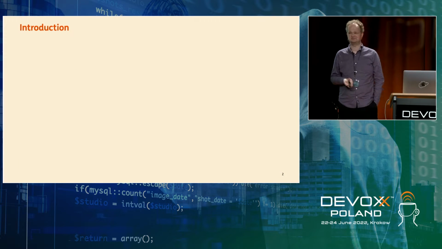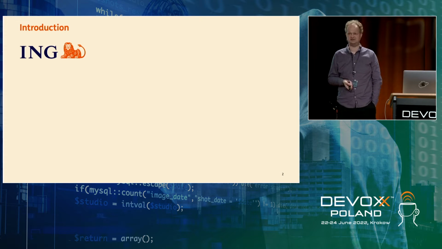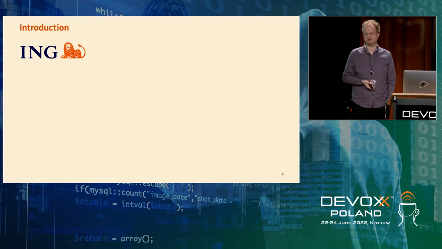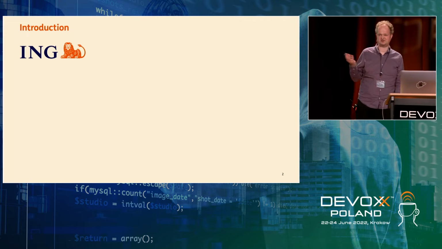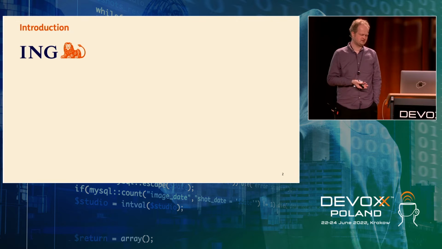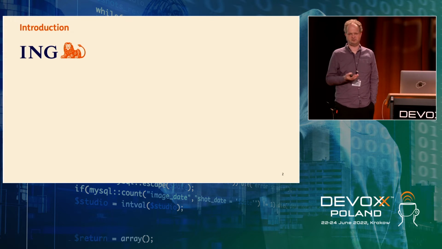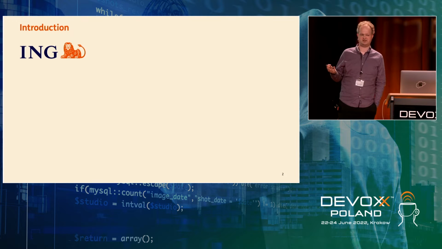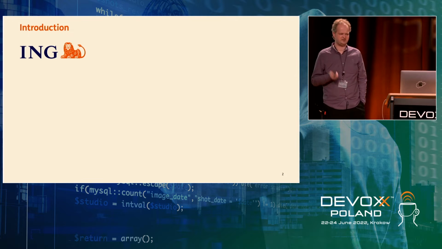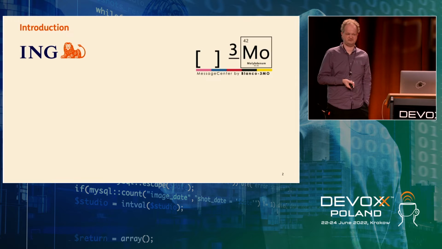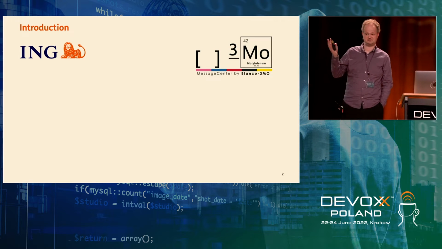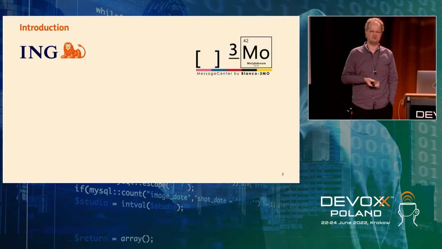So, small introduction. I work for ING. That's a big bank in the Netherlands. They're also here in Poland, nearby actually in Katowice and in Warsaw. We're in Belgium and many other European countries. In the Netherlands, we're the biggest bank. So within that bank, I'm a software engineer, and I'm part of a squad, sometimes referred to as a team, Blanco 3MO.